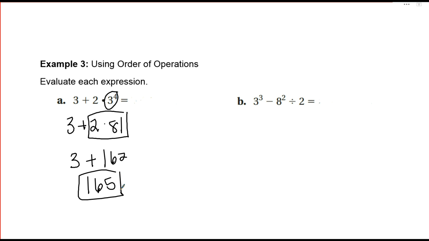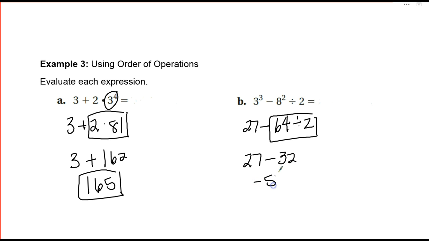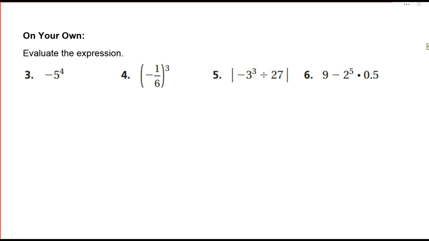Part B, exponents first. So 3 cubed is 27, minus 8 cubed is 64, divided by 2. What order of operations do you do division next? So then I have 27 minus 32, which is -5. And that's how you do those problems. So on your own, do these 4 problems, hit pause, and when you're ready, you can hit play and check your answers.